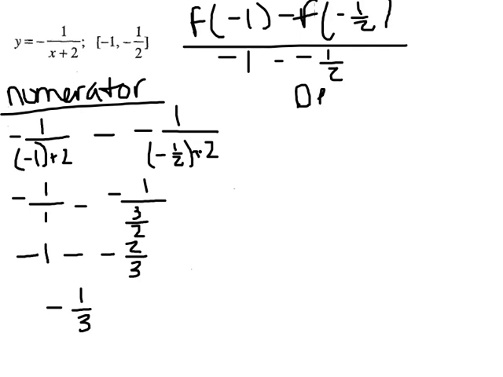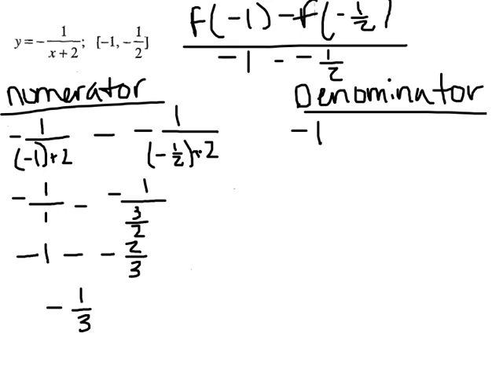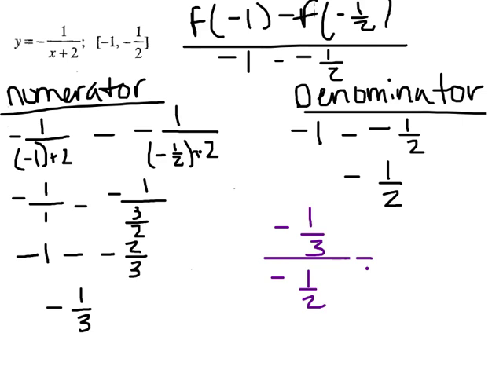And then we'll check out our denominator. In our denominator, we have negative 1 minus negative 1/2, which will give us negative 1/2. Putting all of that together, numerator, negative 1/3 over denominator, negative 1/2. Remember, dividing by a fraction is the same as multiplying by the reciprocal. And so we have negative negative makes a positive 2/3.